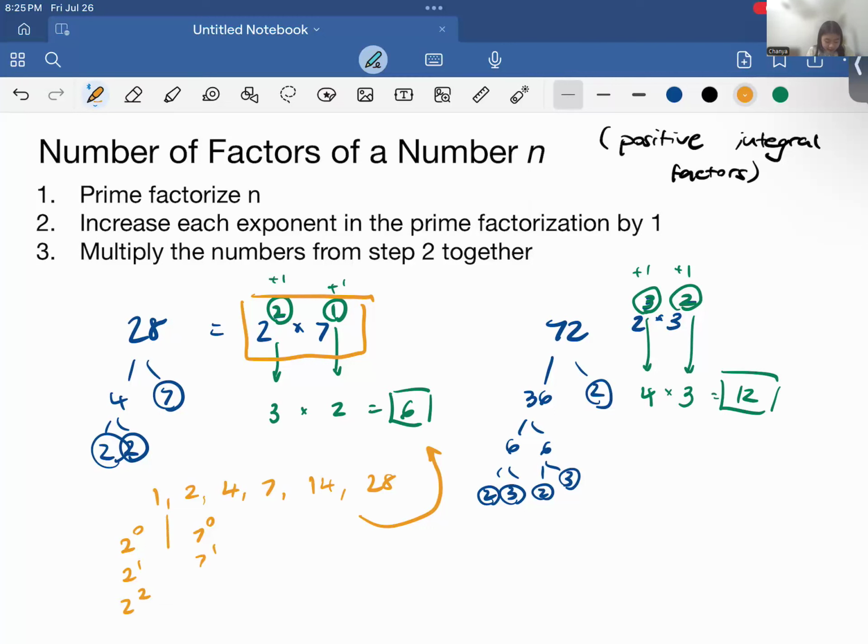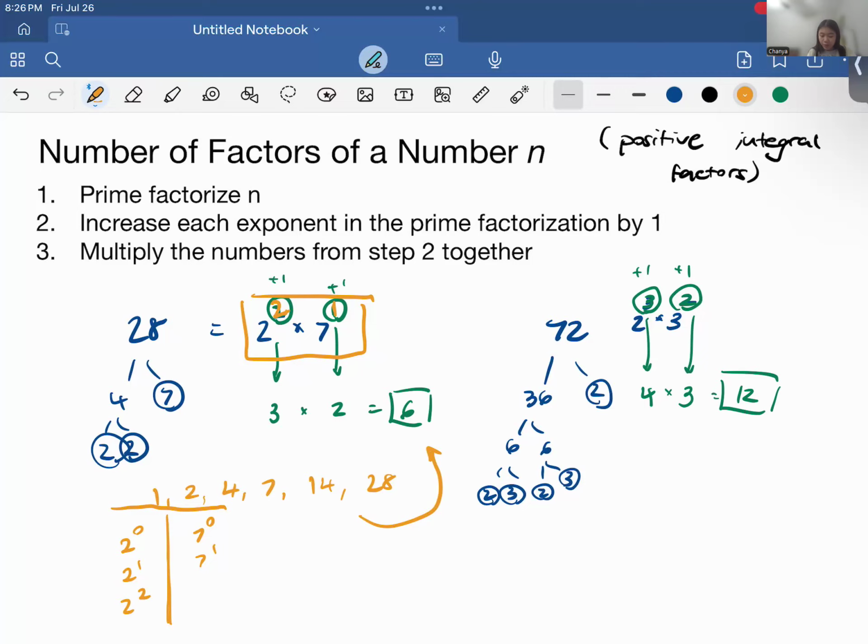I could separate these here. On the left side, you have all the powers of 2 from 0 all the way to your number here. And on the right side, you have all the powers of 7 from 0 all the way to 7 to the power of 1. What you're doing when you create a factor is selecting one number from each of the left side and the right side.